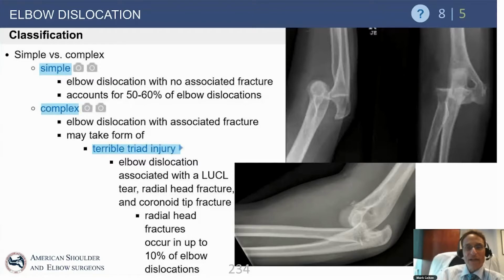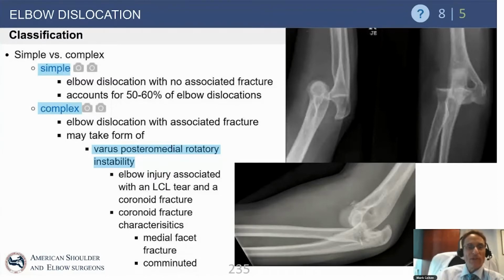What do you need from the radial head? Well, as we heard earlier, the anterior aspect of the radial head is very important from stopping the forearm from subluxating posteriorly. So any significant injury to the radial head makes an elbow dislocation complex. And the terrible triad is, of course, the poster child of a complex elbow dislocation: radial head fracture, and anterior type 1 coronoid injury. The coronoid is not the problem here. It is the radial head and it is the dislocation that are the problem with these injuries.